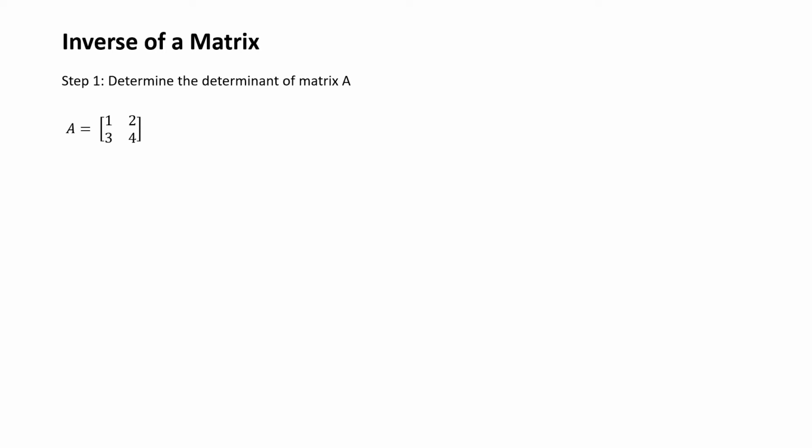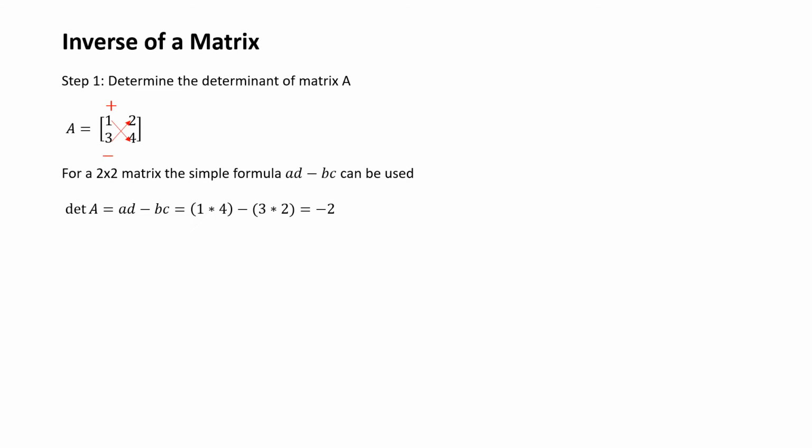Step 1 is to determine the determinant of matrix A, and this can be done by using the simple formula AD minus BC. So the determinant of matrix A is AD, which is 1 times 4, minus BC, which is 3 times 2. So 4 minus 6 is equal to -2. This product here is assigned a positive value because this is a product of a downward sloping diagonal. And this product here is assigned a negative value because this is a product of an upward sloping diagonal.